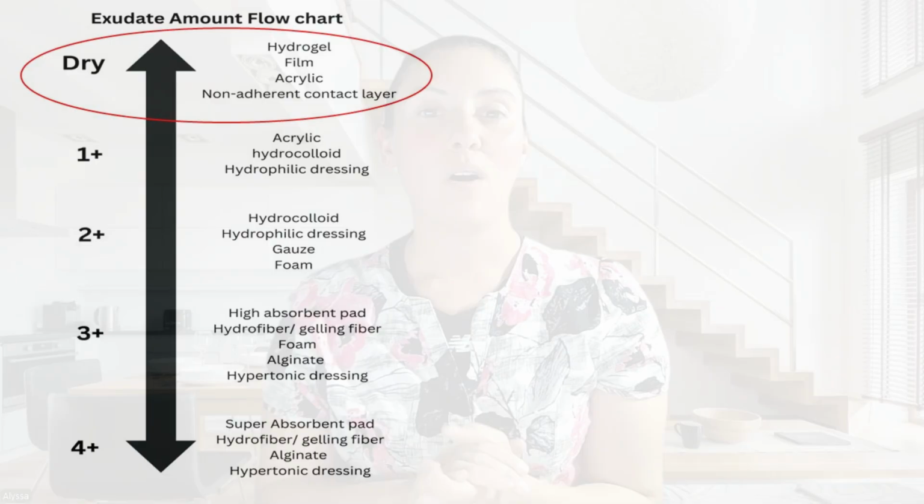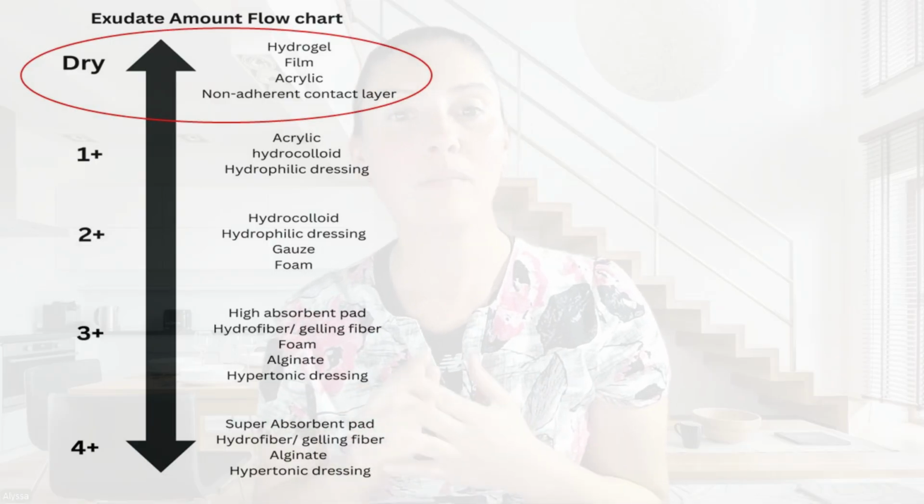Now we're going to go into the actual dressing choices and how we're going to decide what dressing we're going to use for this diabetic foot ulcer. Once again, all the flow charts can be found in this book. So you're seeing the chart here right out of the book.